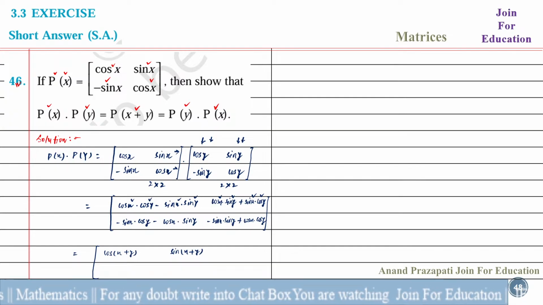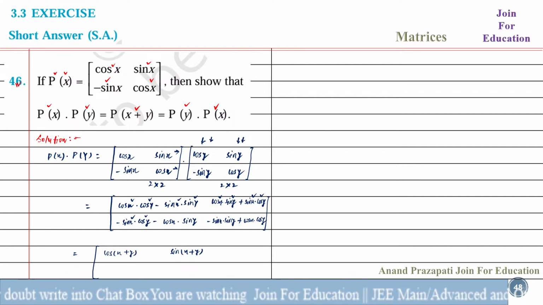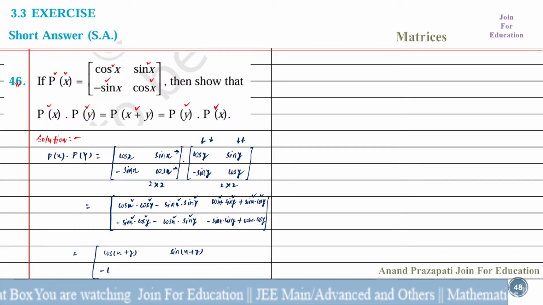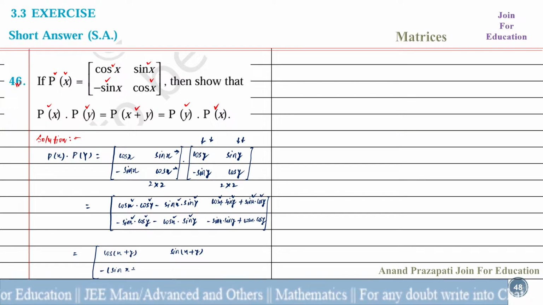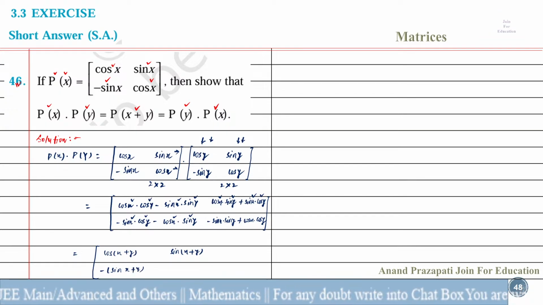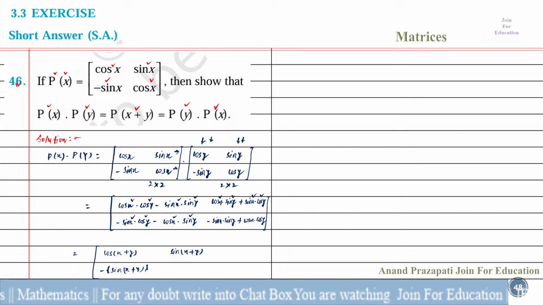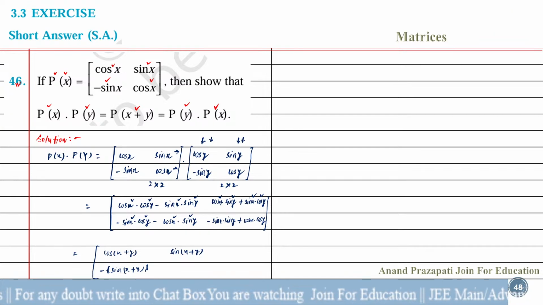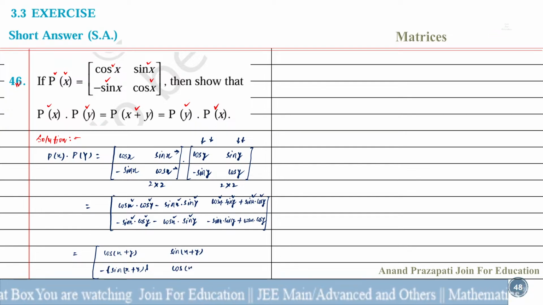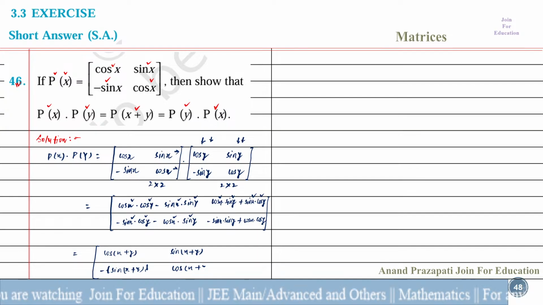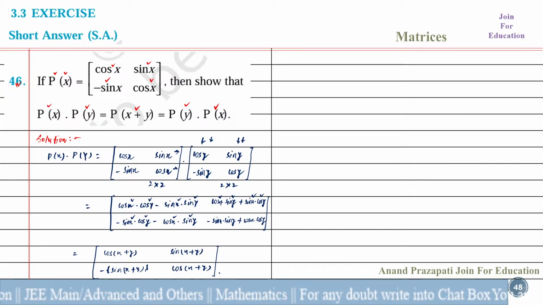Again, when we take minus common, then sin x cos y plus cos x sin y, so here will be minus sin(x plus y), and cos x cos y minus sin x sin y, then we write down here cos(x plus y). Up to this step there is no problem to understand.